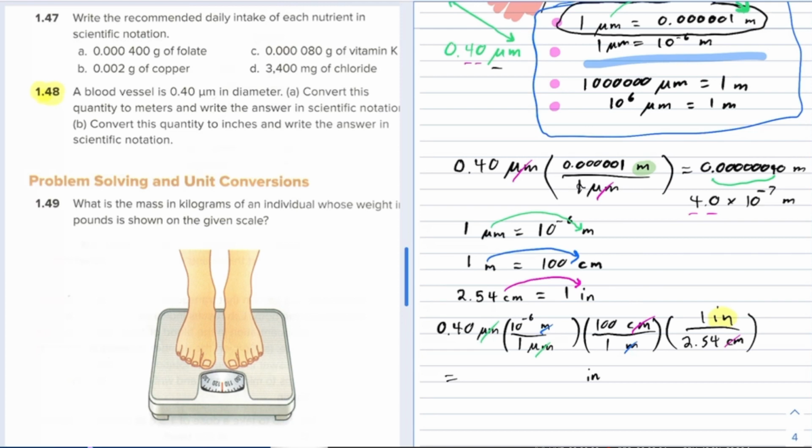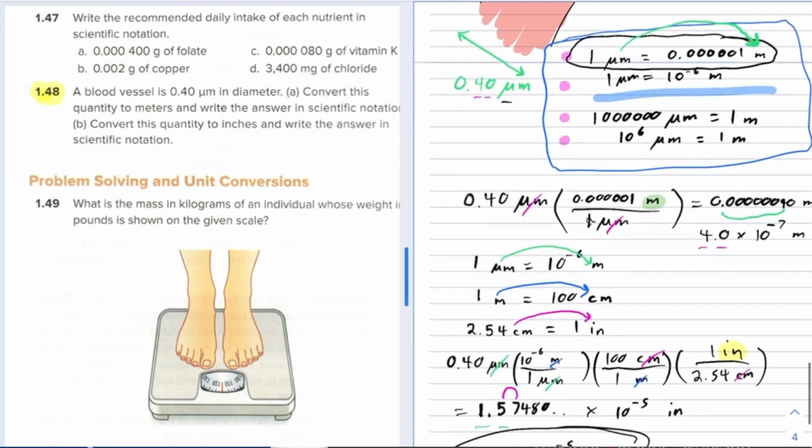You punch all that into the calculator and you get 1.5748 and lots more, times 10 to the minus 5, and that's inches. But since this is a 2 sig fig measurement, we're going to keep 2 sig figs. So we're going to round it there, and this is a 7 next to it, so it's going to round up. It's going to round to 1.6 times 10 to the minus 5 inches. That's the diameter of the blood vessel in inches. So kind of interesting.